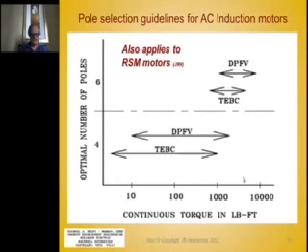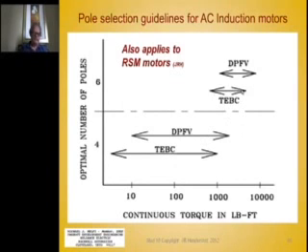So they did this big study and concluded that the number of poles was optimized at 4 for machines of 1,000 foot-pounds or under. And if you go to 6-pole machines, you're very limited as to the torque rating of those motors.